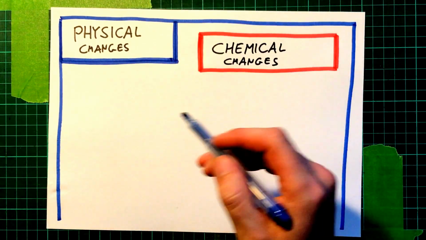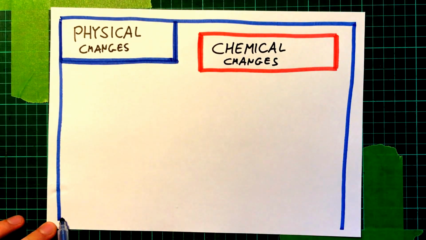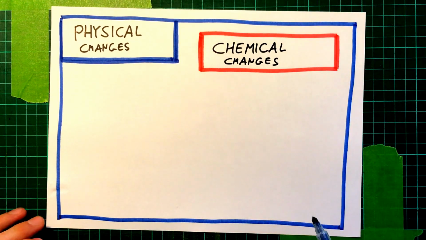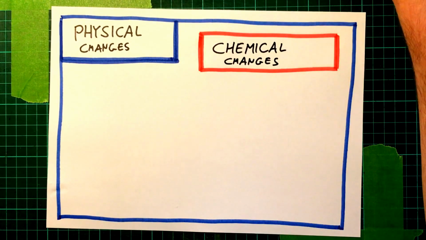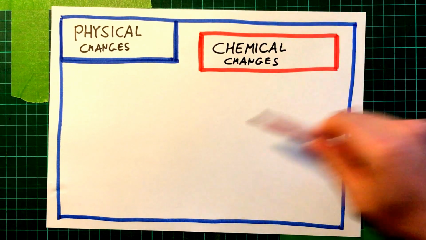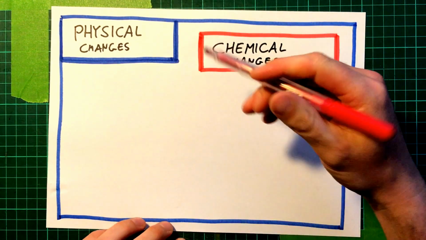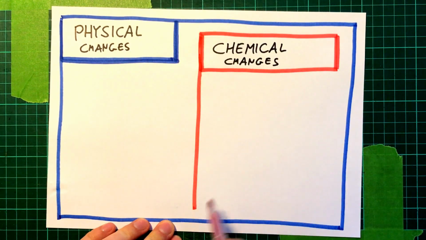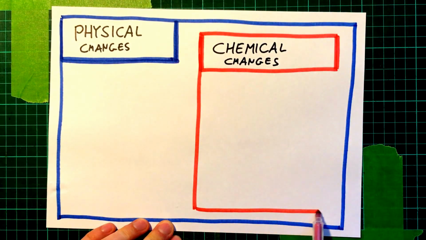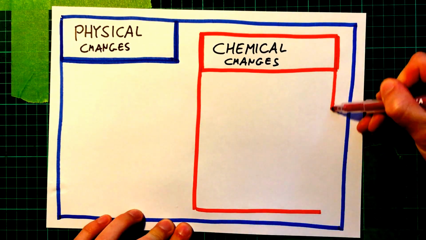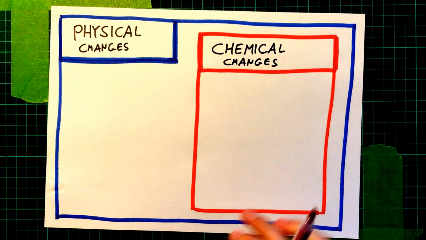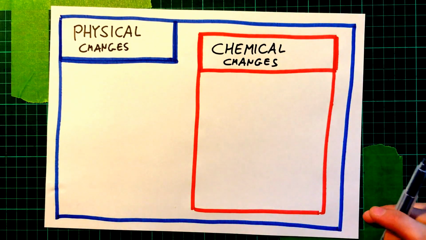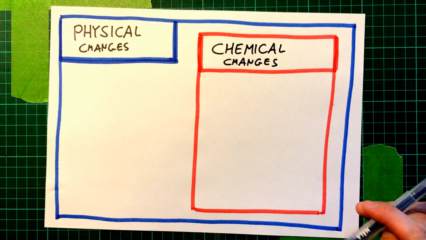So I'm in the middle of drawing a nice big blue box all the way around both of these different categories of changes. Reason being, when a chemical change occurs, there will also be a physical change, which is why the red box is inside the blue box. Now, just remember that, don't worry about it too much, and we'll come back to it at the end of the video, and hopefully all will become clear.